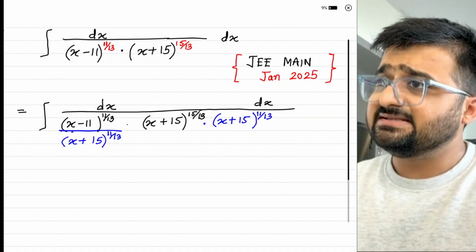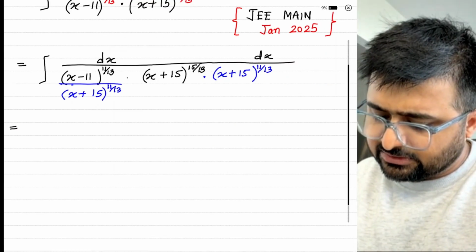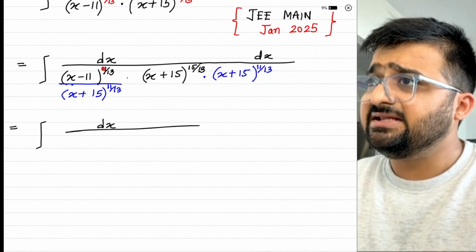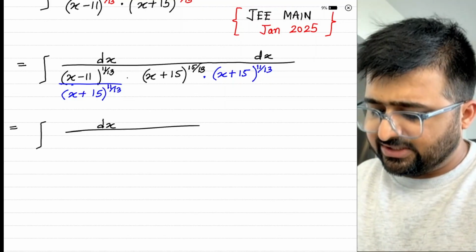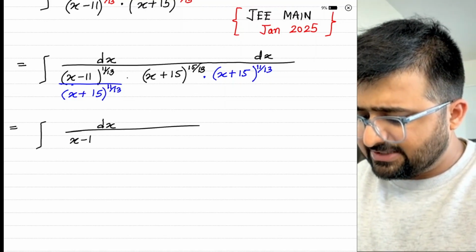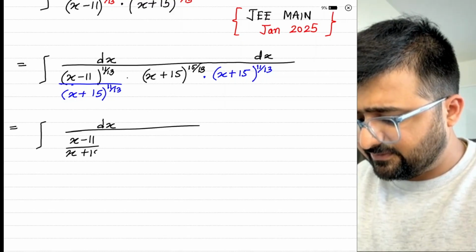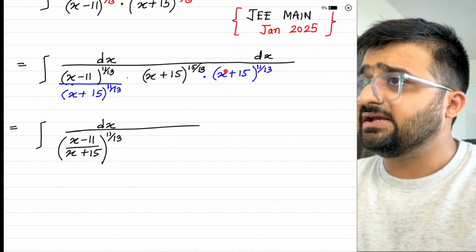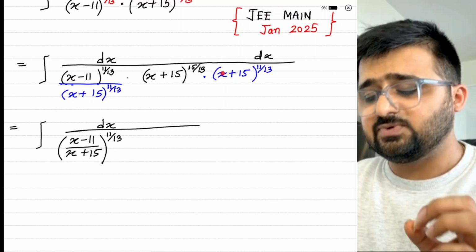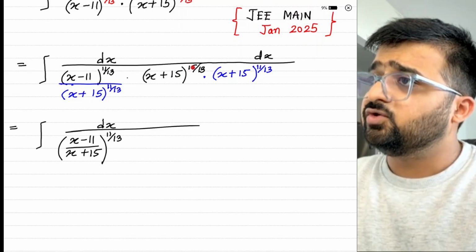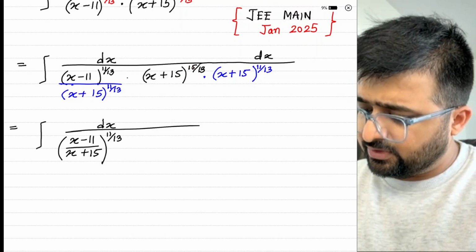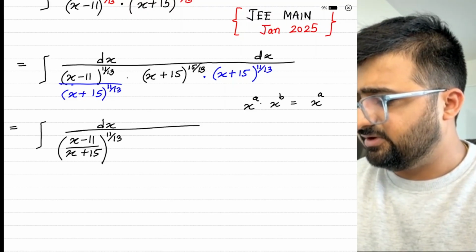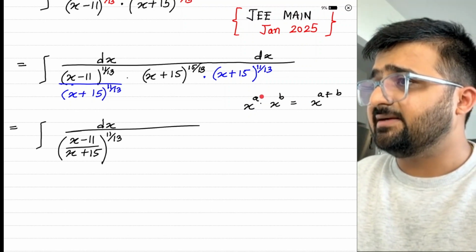Okay, now we can easily use the law of exponents at this point. So we will have the integral of dx divided by, you can combine these two because the powers are the same. You can just write it in terms of fractions. So you have (x minus 11) divided by (x plus 15), all to the power 11 by 13. And in the remaining two terms you can apply the law of exponents, because the base is the same, those powers will get added up. If you remember this law, x to the power a times x to the power b is x to the power a plus b. So since the base is the same, those powers will get added up.